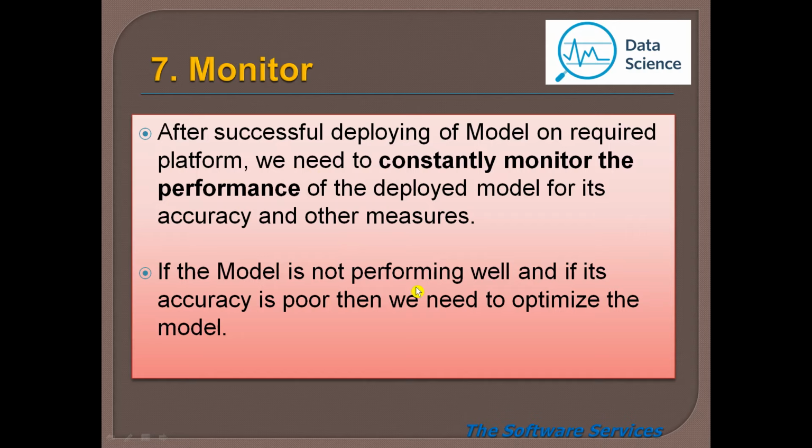If the model is not performing well and its accuracy is poor, then we need to optimize the model. After deploying the model into live production environments, at the testing stage, at the evaluation stage, it is working, but after deploying and at scale, it is not giving that much accuracy, then you need to optimize your model. In the next stage we will discuss those things, friends.